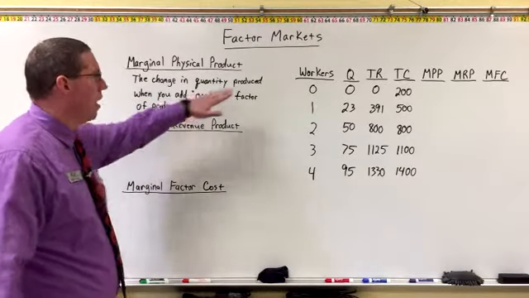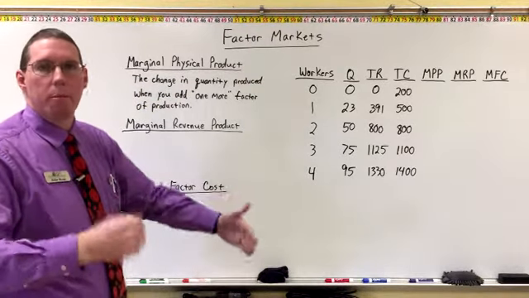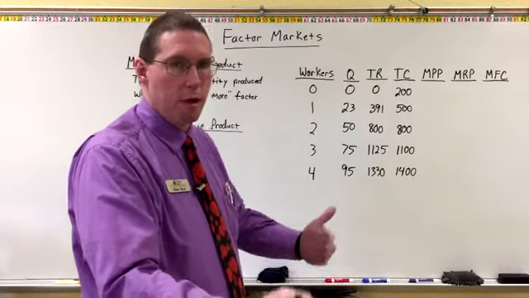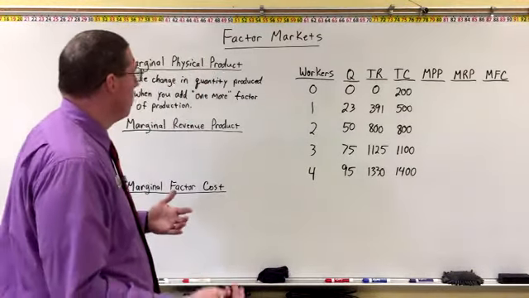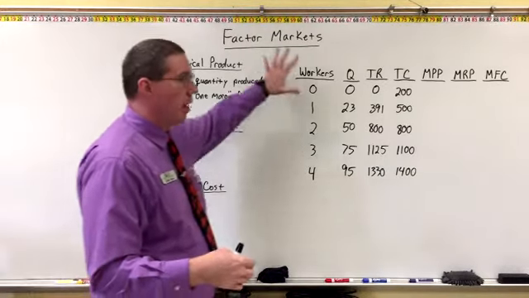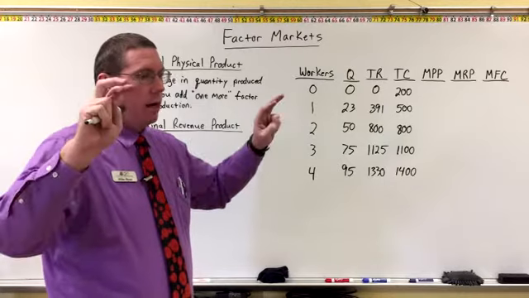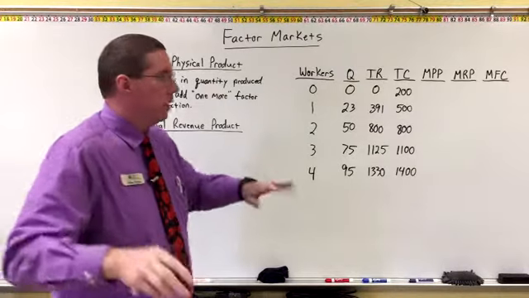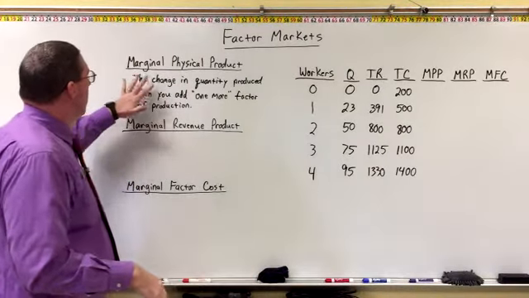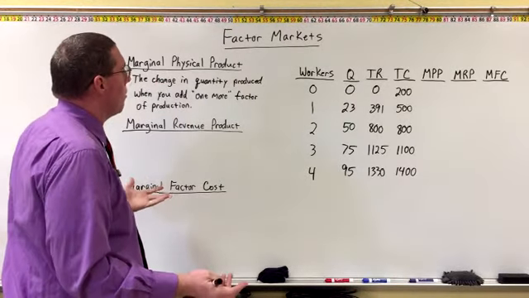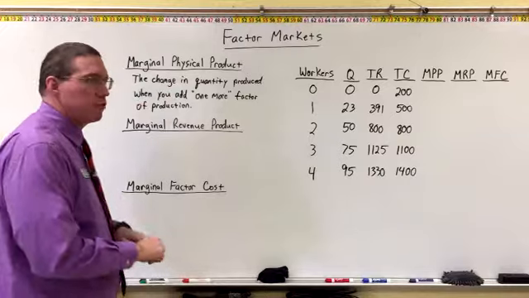But employ doesn't have to be a worker. You can employ a new machine. Okay, I know it sounds like a weird word, but the word employ, as referring to labor, actually comes from the idea of employing something, as in getting it and using it. So marginal physical product is very simply the change in quantity that your company produces when you add one more factor of production.